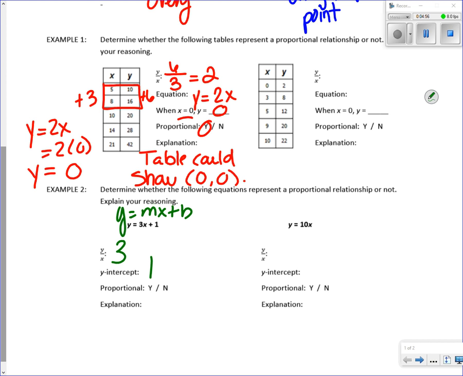So because there is a y-intercept that is not 0, we know it is not proportional because it does not go through 0, 0. If you graph this, it does not go through 0, 0. Okay, try the one on your right.